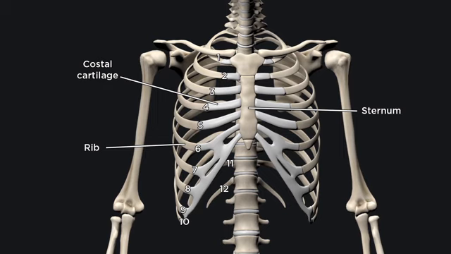The second rib attaches to the sternum at that sternal angle between the manubrium and the body. And the costal cartilages of ribs 3 through 7 attach to the body of the sternum. Remember, a true rib has its own cartilage connecting it to the sternum. Now, these sternocostal joints are gliding or planar synovial joints.